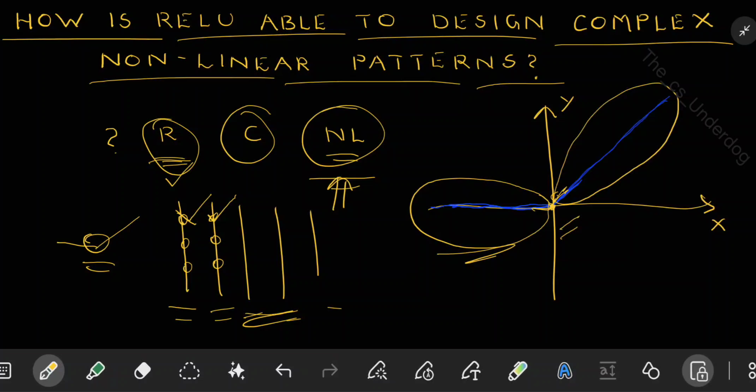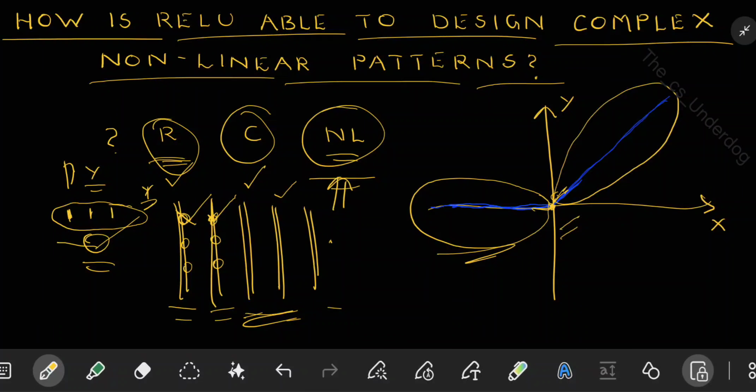You can say it like this: if you put a bit of effort each day, at the end of the year you will have a big result, because each day you are putting a bit of effort, then a bit of effort, and when all this gets combined at the end of the year, you will have a lot of effort. Like this, when each neuron contributes a bit of bend, after it goes through all the neurons in all the layers, finally the combined effect of all those ReLUs will be good enough to form any sort of complex patterns. So this is how ReLU is able to design complex non-linear patterns.